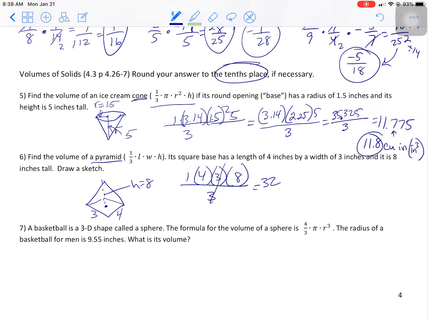All right, 4 times 3 times 8 is 96. Let me fix my key. So that's 96 over 3, which is 32. So that's a classic example of do not reduce and multiply across. So 32 cubic inches. So that's a key error.